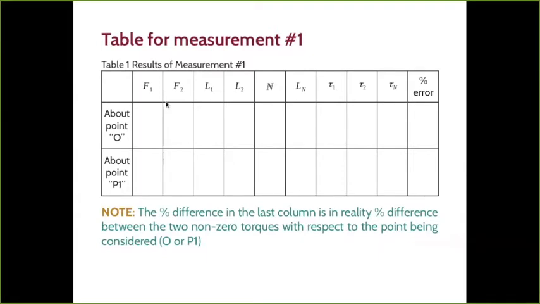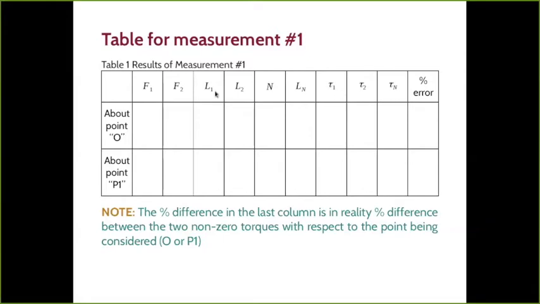So once you have F1 and F2, you can find the normal reaction force N, which is simply the resultant of these two forces. L1 and L2 over here are the lever arms for forces F1 and F2. These will be measured from the diagram, and you will be provided with these lengths as your data for this experiment. Ln is also similarly the lever arm for the force N.